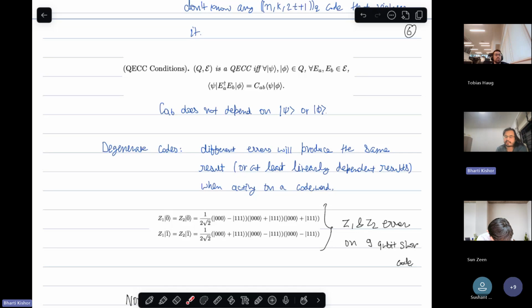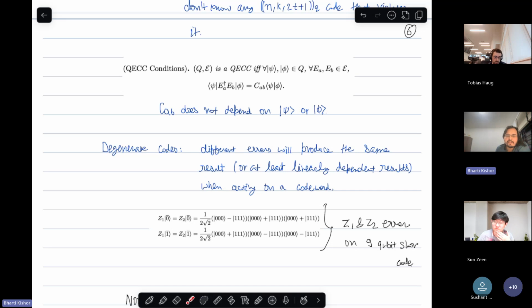If you remember these Knill-Laflamme conditions, where you have some code words psi and phi, and you have some errors E_A dagger E_B, then psi E_A dagger E_B phi is C_AB times psi phi. This is your Knill-Laflamme condition. And the good thing is that this C_AB does not depend on psi or phi. In fact, C is a Hermitian matrix.